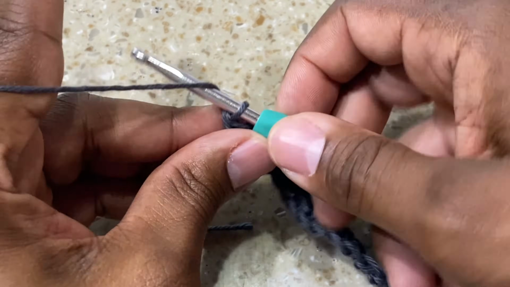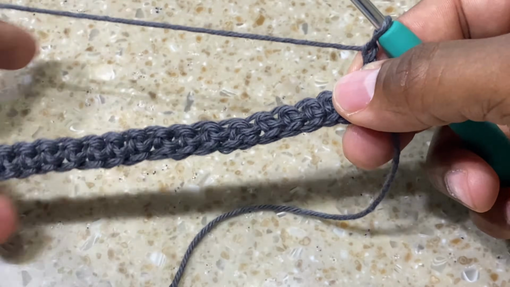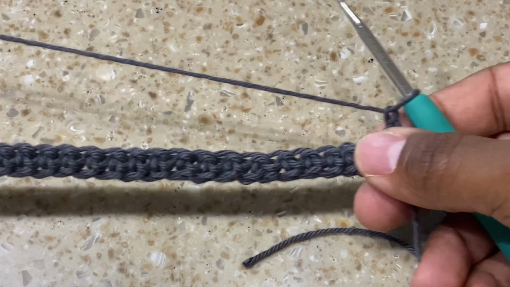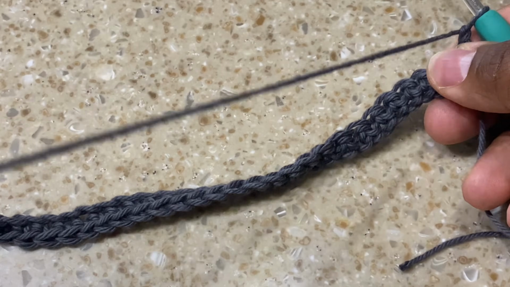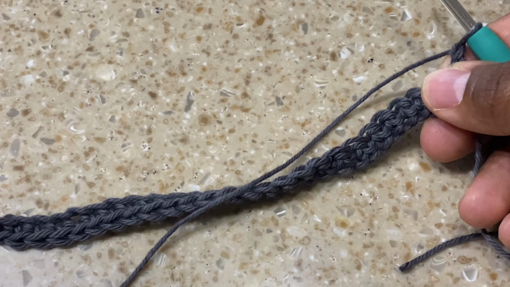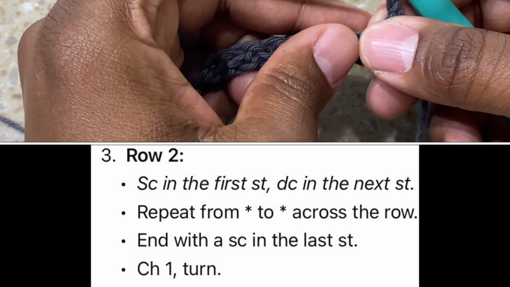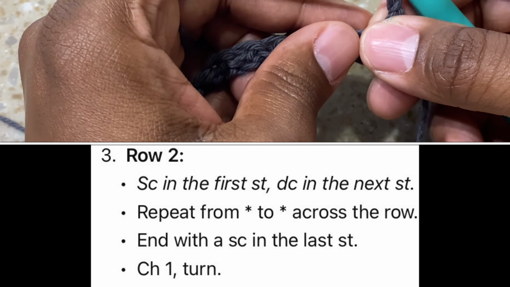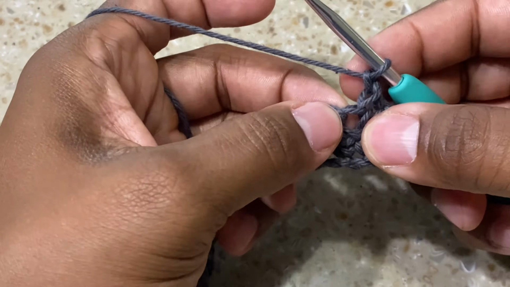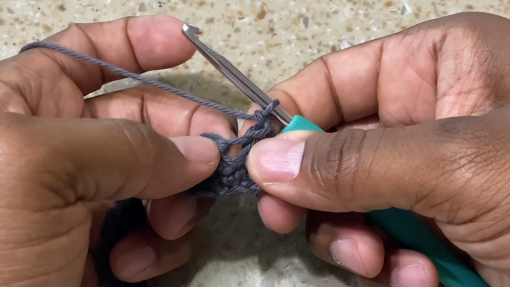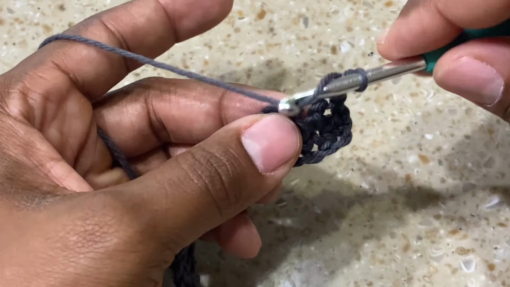Now it says to chain 1, boom, and turn. So we turn. This is what we're looking like so far. Okay, I can kind of see it coming together. I'm gonna pull a little bit more yarn here. Next up for row 2, we're going to single crochet in the first stitch, double crochet in the next stitch. All right, so our first stitch is right here. See that space right there? That's our first one.